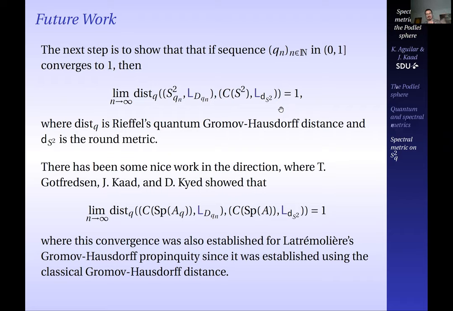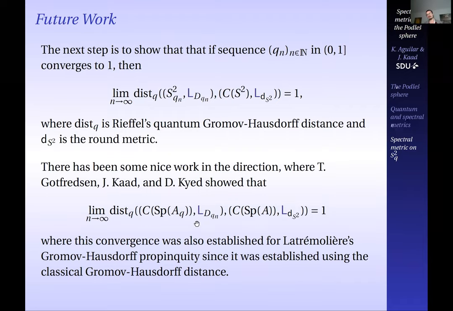So it's nice that they have this result because it suggests that, once we get diagonals, maybe we can approach the next step as well. And this is convergence with respect to dist_Q and Latrémolière's propinquity. Since it was established actually using the classical Gromov-Hausdorff distance. Remember, these are continuous functions.